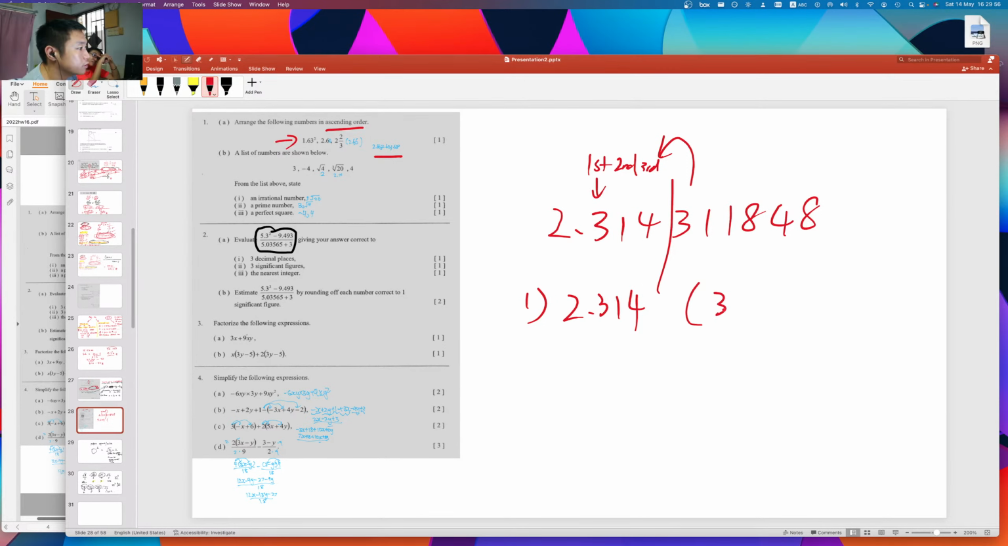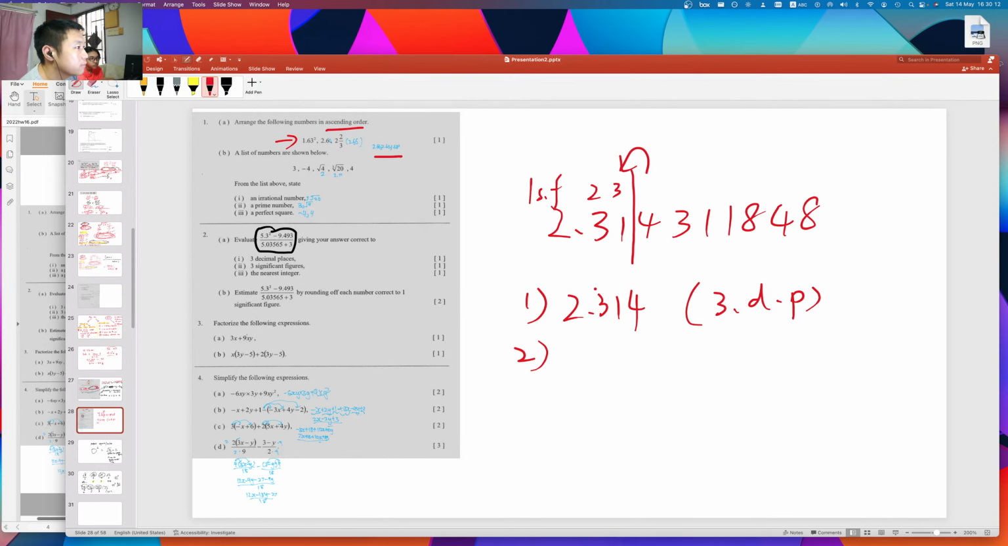For this is called 3DP. Significant figure. Where you start? The 2. Correct. First non-zero, right? Okay, so it's first significant figure, second, third. Then you draw a line, right? Plus 1 or plus 0? Plus 0. Yes, plus 0. So it's 2.31. This is 3 significant figure.